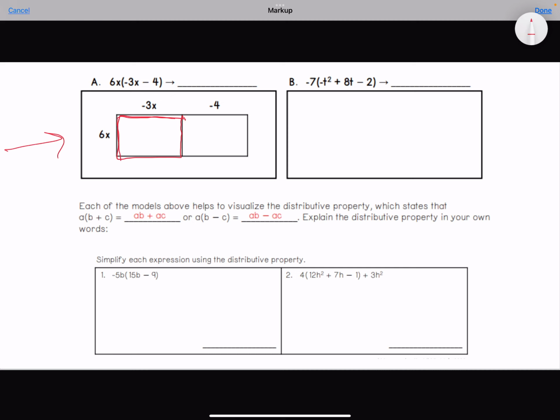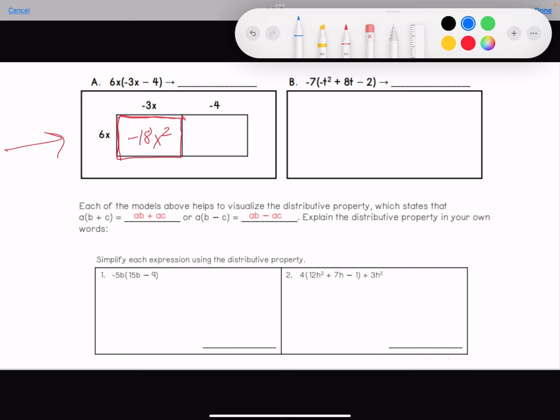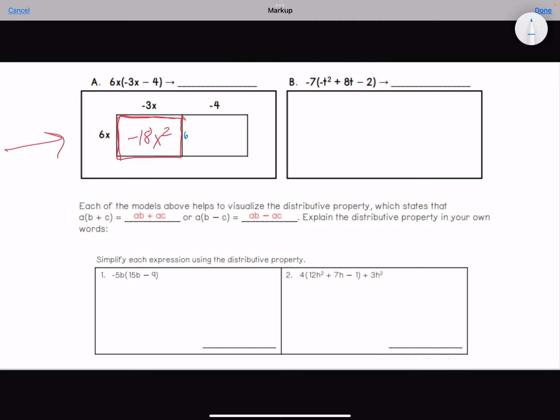So 6x times negative 3x would be negative 18x squared. And then I do the same thing on the other rectangle. This is still 6x, so we have 6x times negative 4, which is negative 24x. So now I combine like terms. We have negative 18x squared minus 24x. So that's the area model.